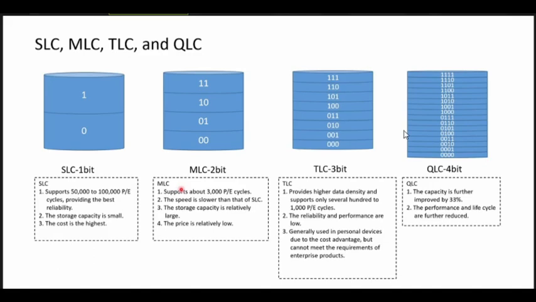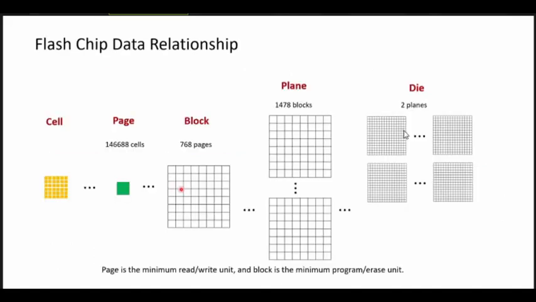Maybe big data or whatever, but yeah, I don't know. So you have to understand this concept: cell, page, block, plane, and die, right? So a cell is what we were looking at.